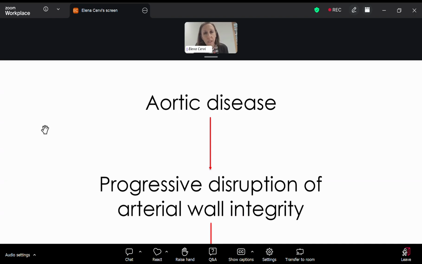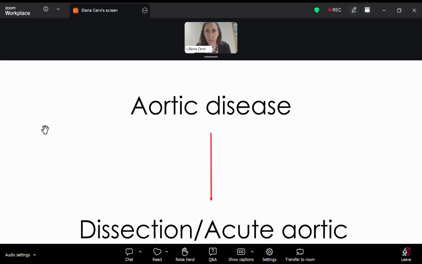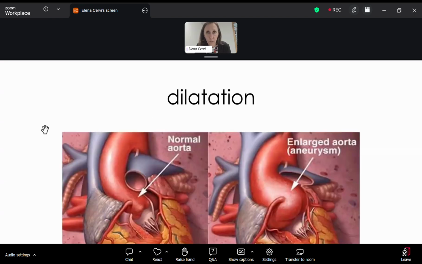So aortic disease, by that we mean a progressive disruption of the arterial wall integrity, and that can manifest itself with dilatation or not. And we now know that there are some conditions where the risk is there even if the aorta doesn't look particularly dilated on your scans. And of course, the ultimate goal is to prevent dissection or an acute aortic syndrome. What we're more familiar with in pediatrics is a picture like this, on your right-hand side panel: a dilatation that is quite prominent at the aortic root, the sinus of Valsalva being dilated, with the rest of the aorta probably looking rather normal.